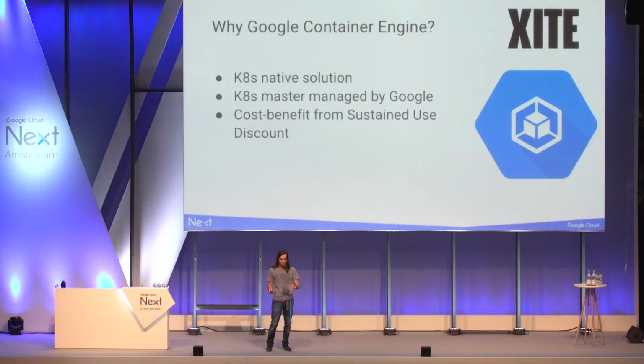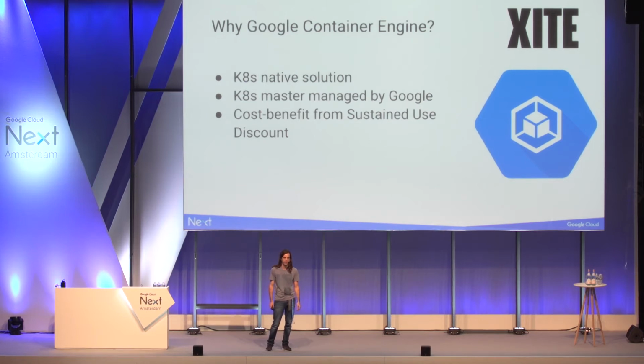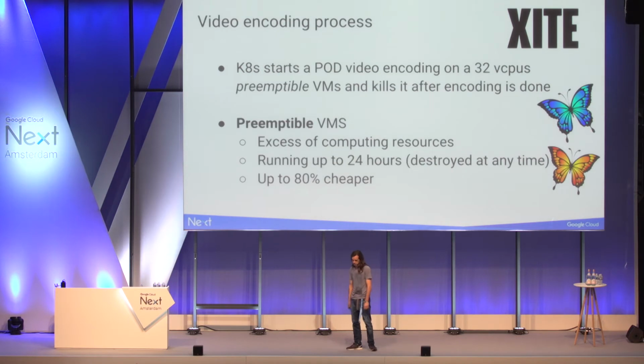Another thing that we went for Google Container Engine is the cost benefit. They have all kinds of discounts. If you keep your server running for the full month, all the days of the month, you immediately get a sustained use discount on your VM, which can be around 30% of its price. So it's actually very cost efficient. So we decided to go for Kubernetes, then Google Container Engine, and this was a good choice.